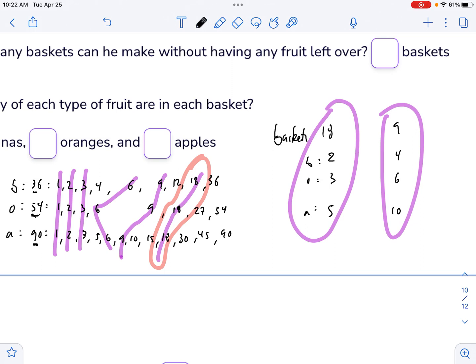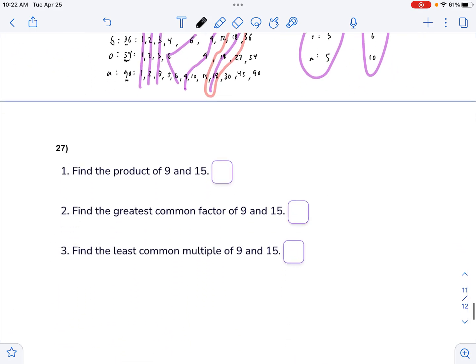So very common again, what students might say is they might say 18 as the answer, but 18 is the answer to the number of baskets. But then you have to find how much of each one is in each one of them.